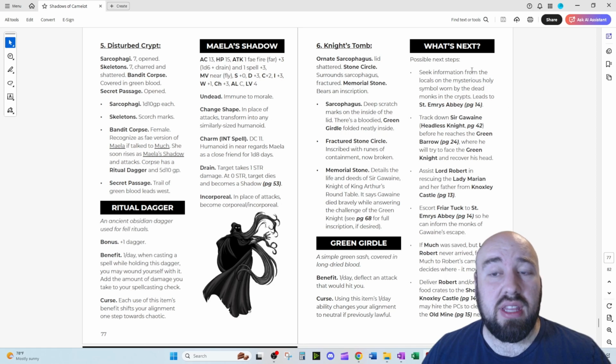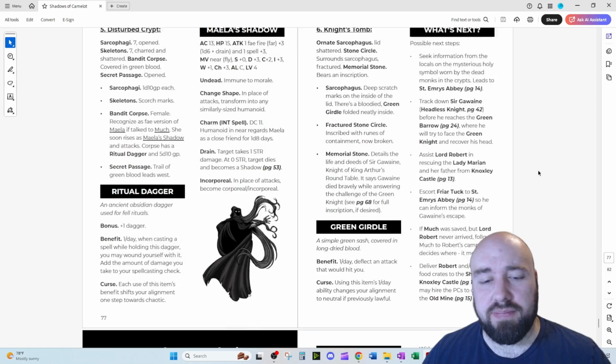Also, I put a section here at the end that includes some possible next steps for how to continue on with the campaign after this initial session. So yeah, hopefully it acts as a very good starting point for your campaign.